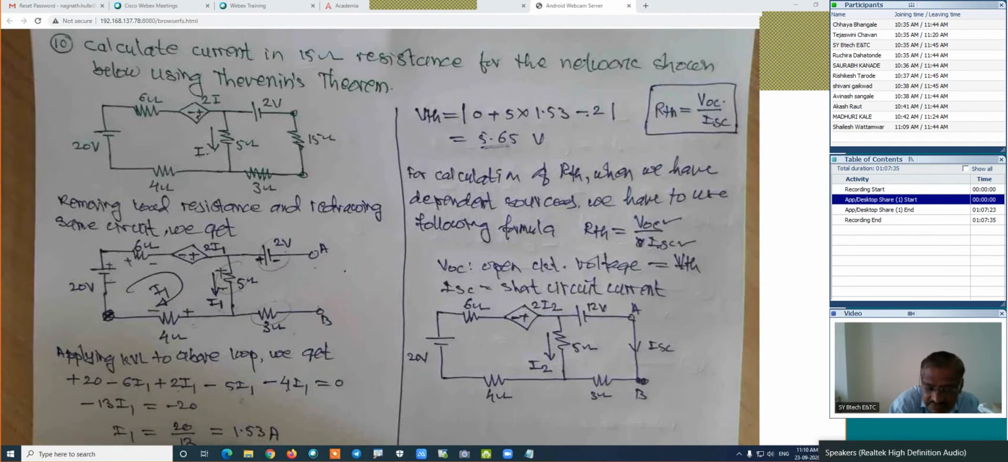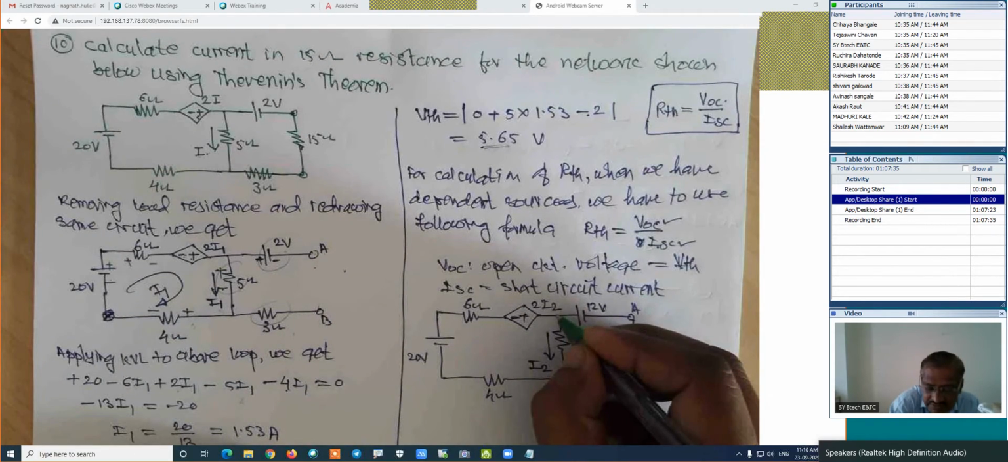Or this is one node, this is other node, this is branch 1, branch 2, branch 3. You can use that approach also, that is nodal analysis. Now here, I have already taken a mesh analysis kind of approach. Here, I will use the nodal analysis method or any method.